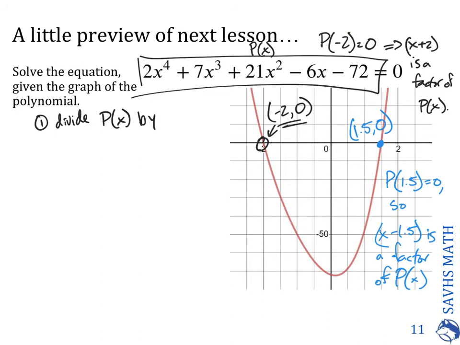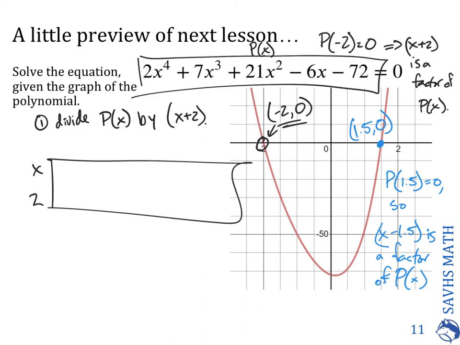All right, so what we're going to do is we're going to start by, let's divide p of x by x plus 2 first. So p of x is going to go inside the box, so I want my 2x to the 4th right here. I'm going to go through this quickly. This should be a review at this point in today's lesson. So here we go.